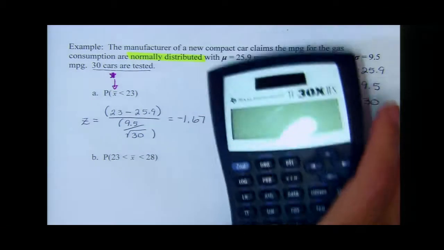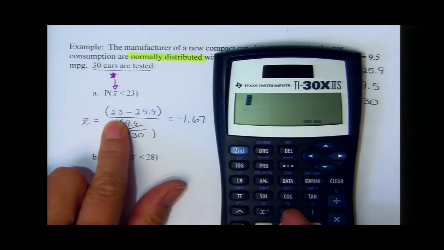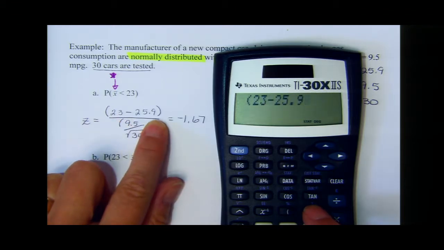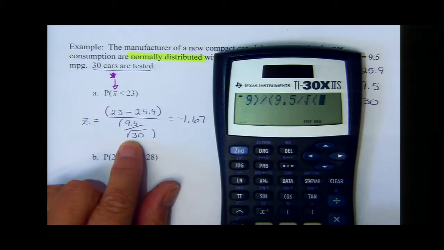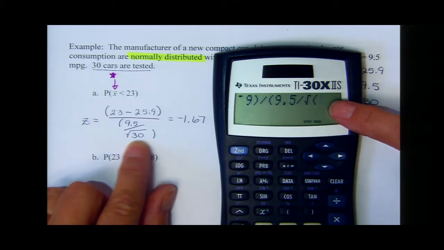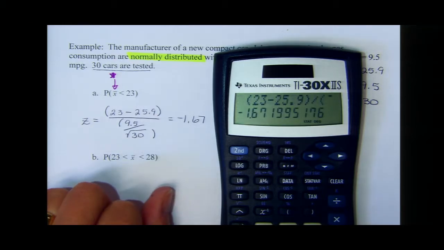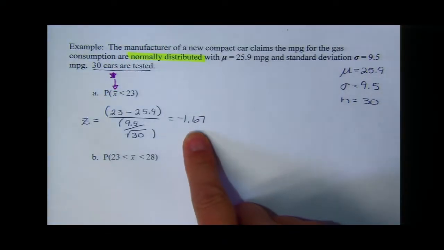Now, if you have this calculator, it's slightly different, but not a lot. I would do open parentheses, 23 minus 25.9, close parentheses, divided by open parentheses, 9.5, divided by the square root of. Now, this calculator, when you open a square root, puts what's under the radical in parentheses. So I'll put 30 in the parentheses and close it, and then I'm going to close my denominator, and you'll get the same answer. So now I have my standardized value.